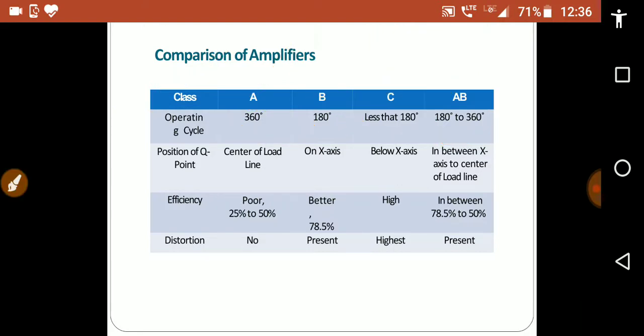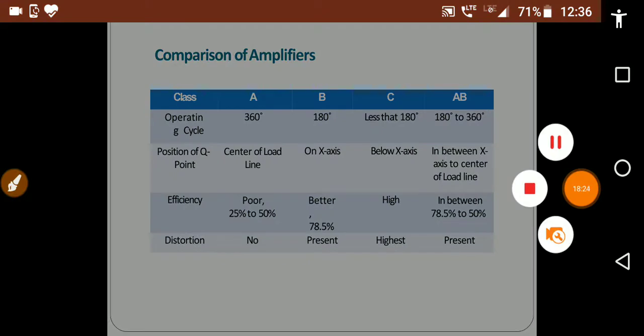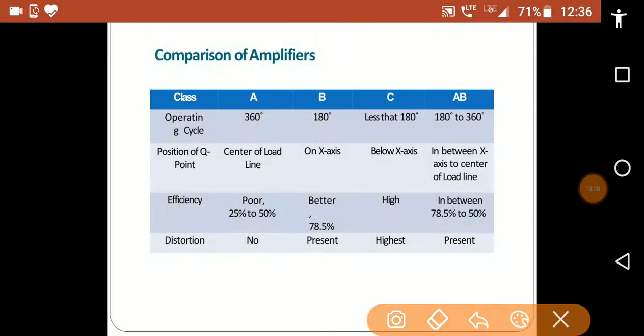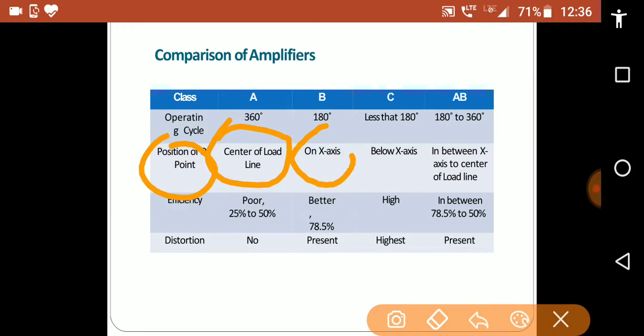Next, the position of Q point. In case of class A amplifier, the Q point exists at the center of the load line. In case of class B amplifier, it exists on the x-axis. In case of class C amplifier, it exists below the x-axis. And in case of class AB amplifier, it exists between the x-axis and the center of the load line.